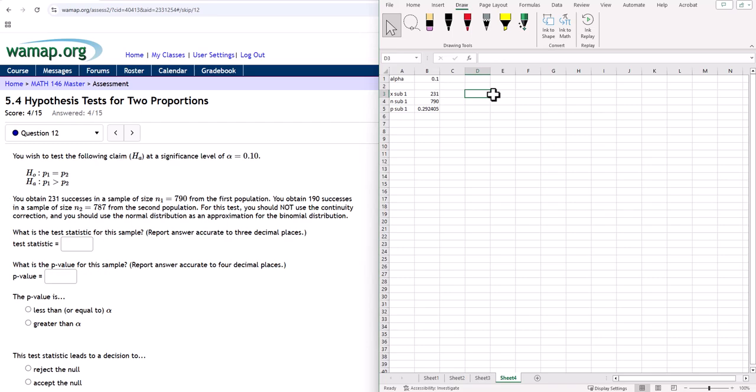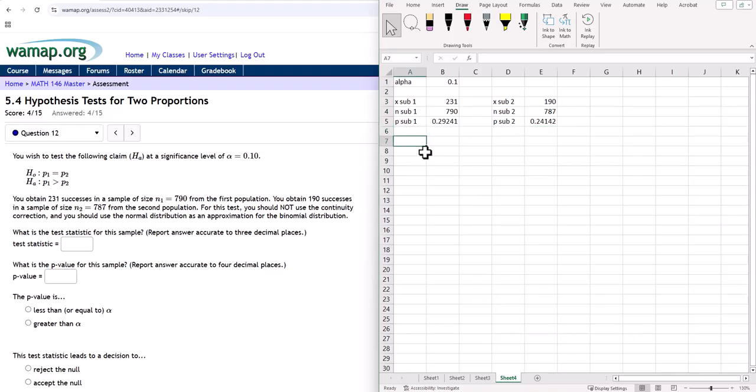Now, you obtain 120 successes in a sample of size. So this is x sub 2, 190. And our sample size, n sub 2, 787. Giving us a p sub 2 of 190 divided by 787. I'll zoom in on that a little bit, make it a little easier.